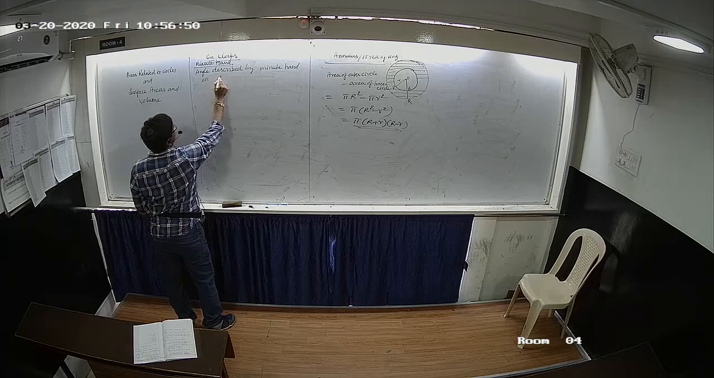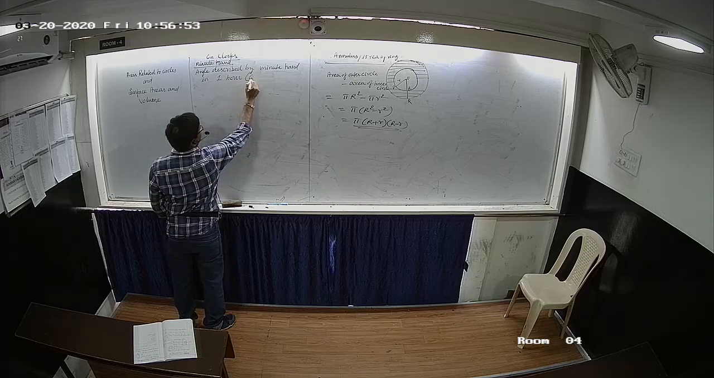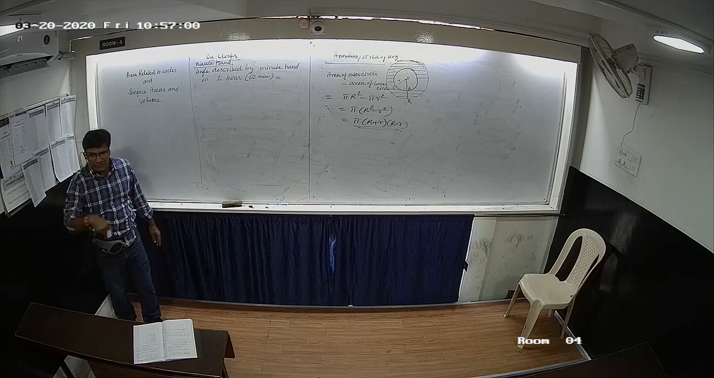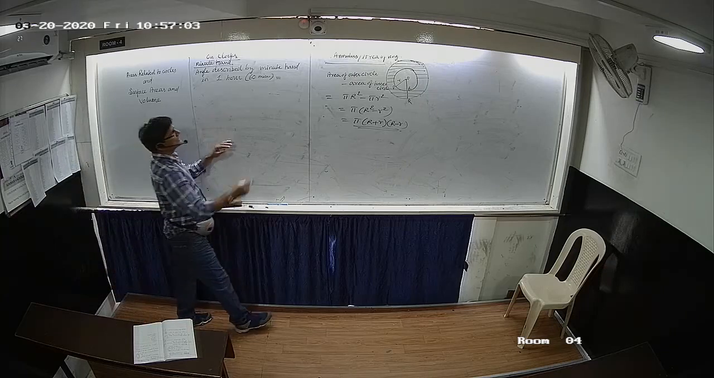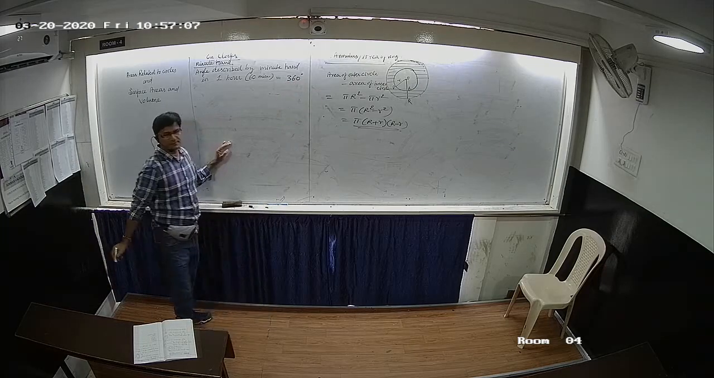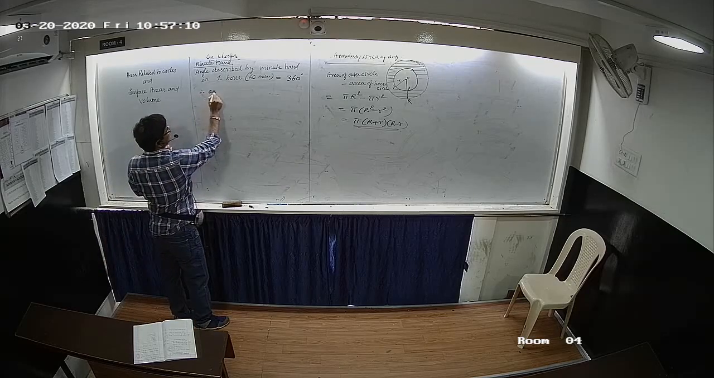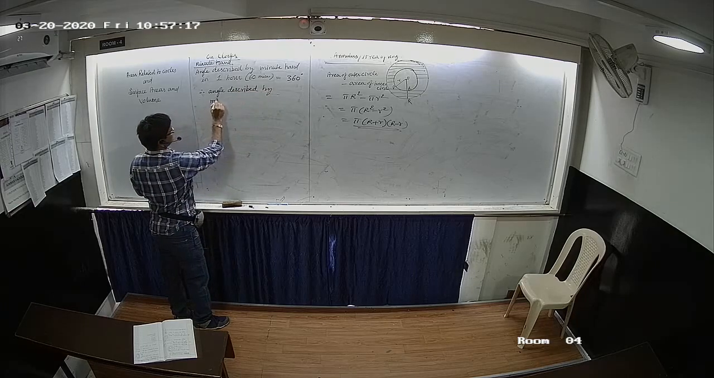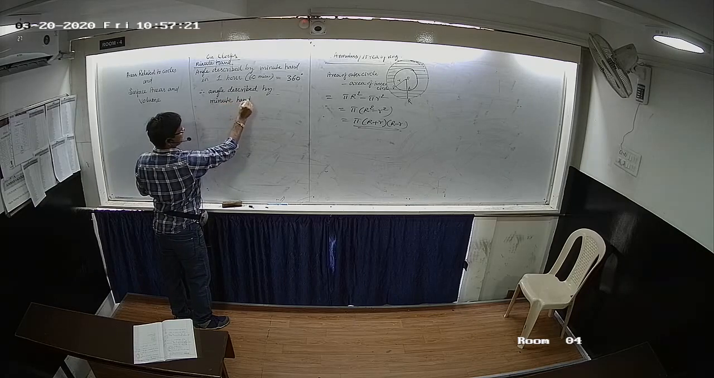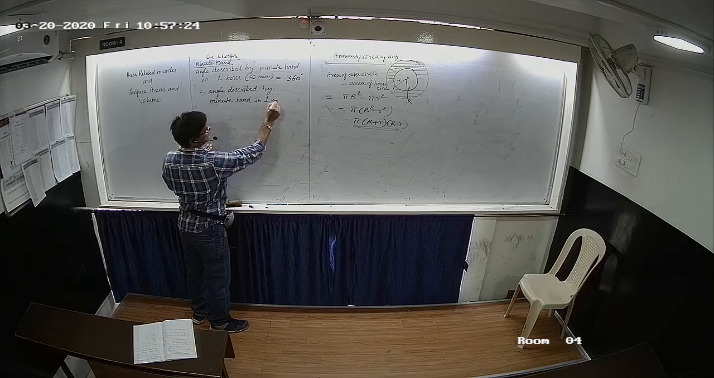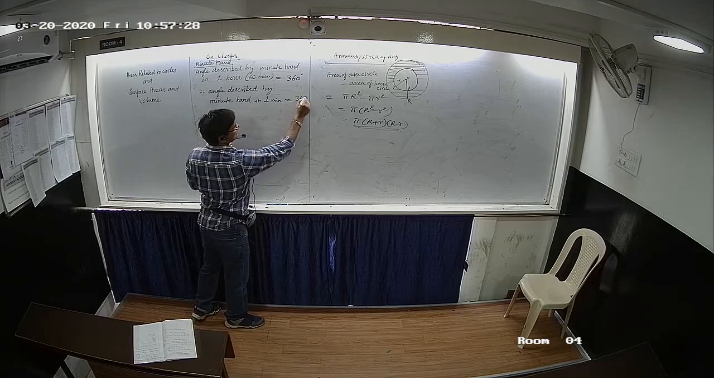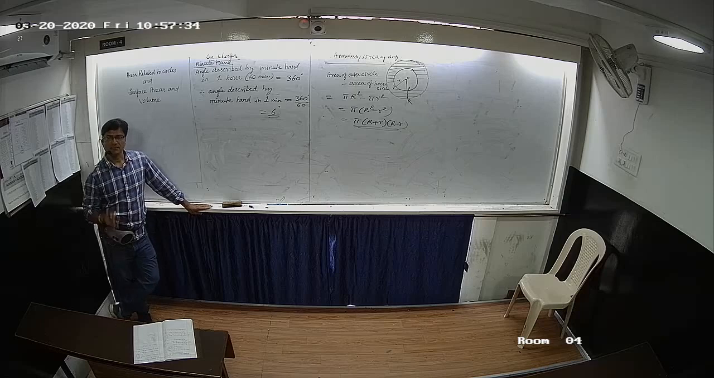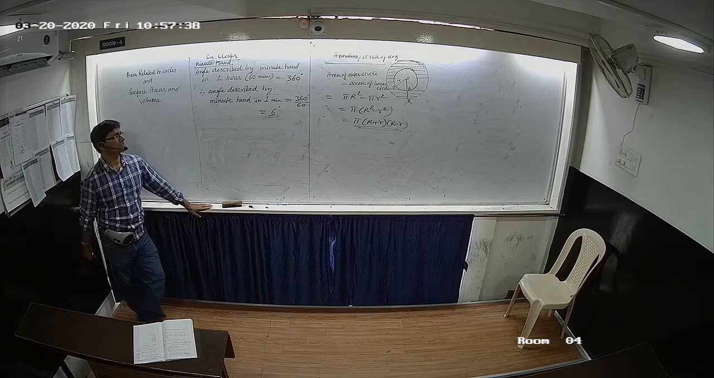The angle described by the minute hand in 1 hour, that is in 60 minutes, is equal to 360 degrees. Therefore, the angle described by the minute hand in 1 minute is equal to 360 by 60, that is equal to 6 degrees. So we see that the angle described by a minute hand in 1 minute is equal to 6 degrees.